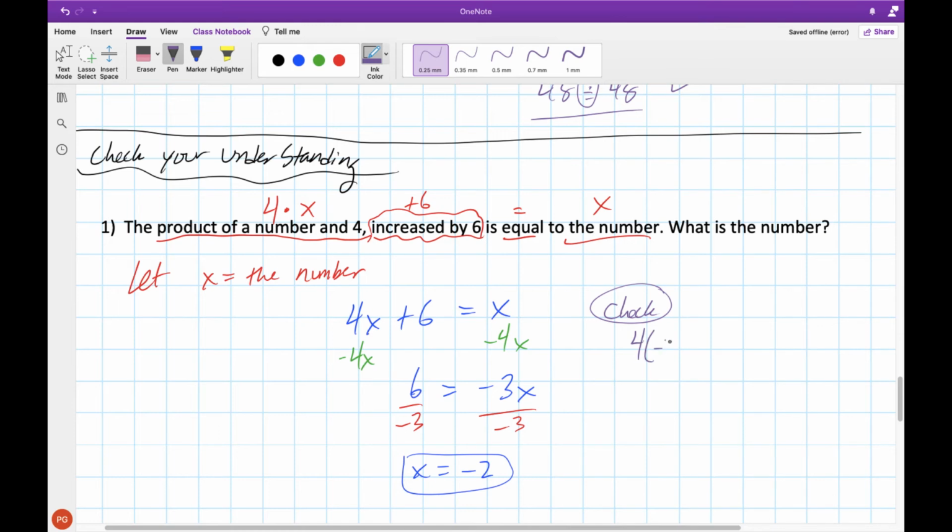As always, it's a good idea to check. So is 4 times -2 plus 6 equal to -2 when we substitute in x into this equation right here? 4 times -2, that's -8 plus 6. -8 plus 6 is -2, which matches our other side, so we know we got the question right.